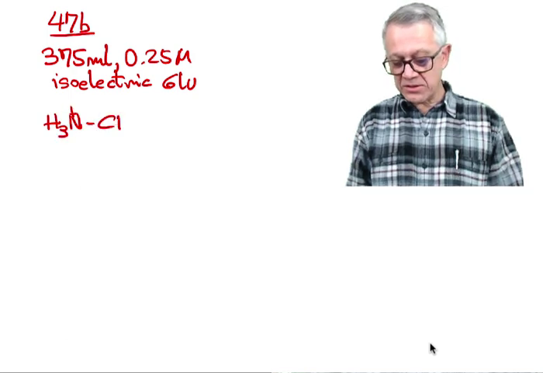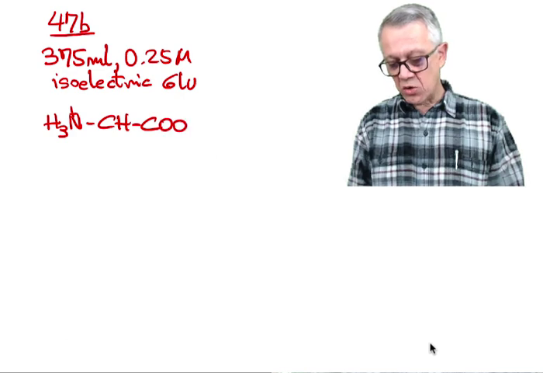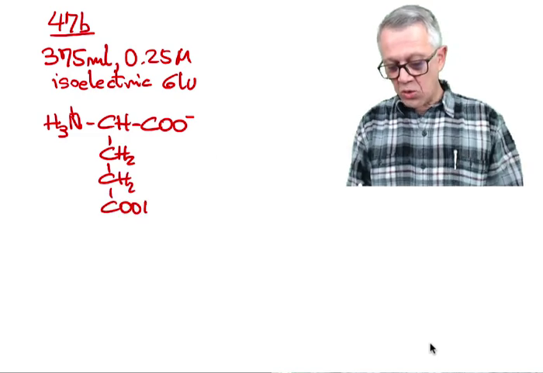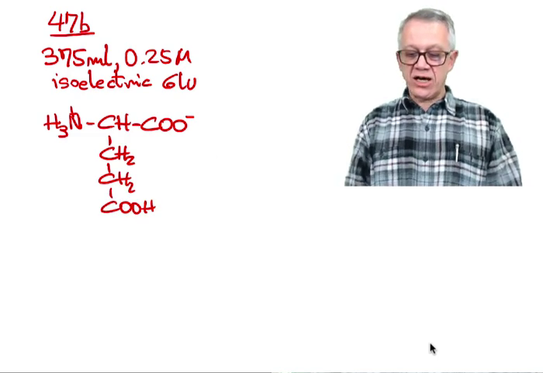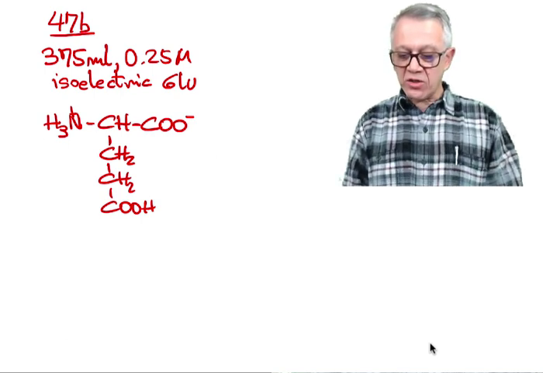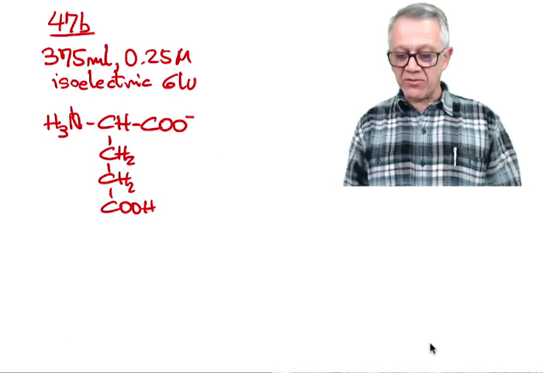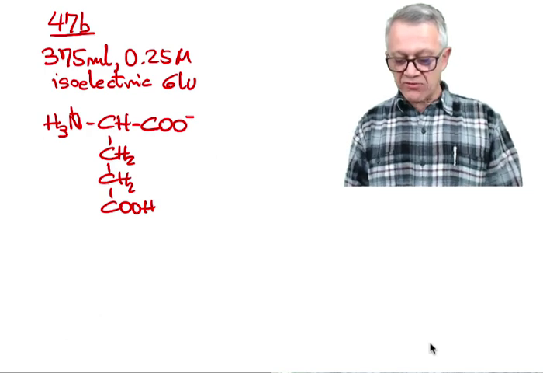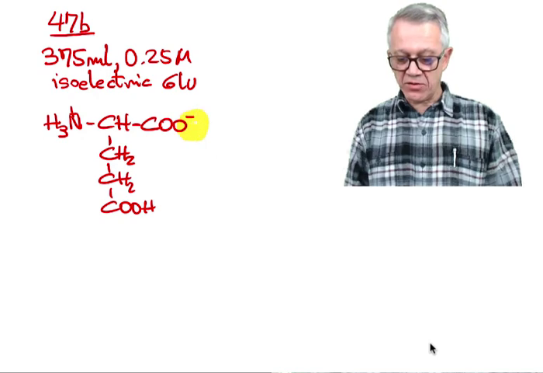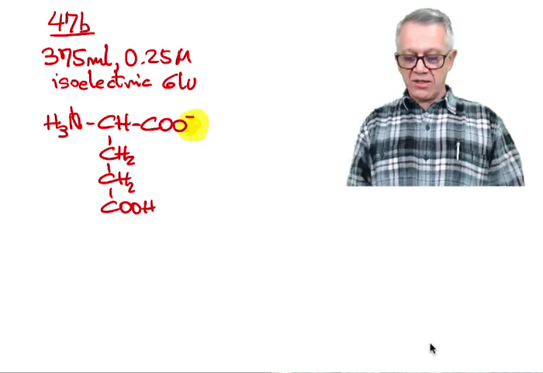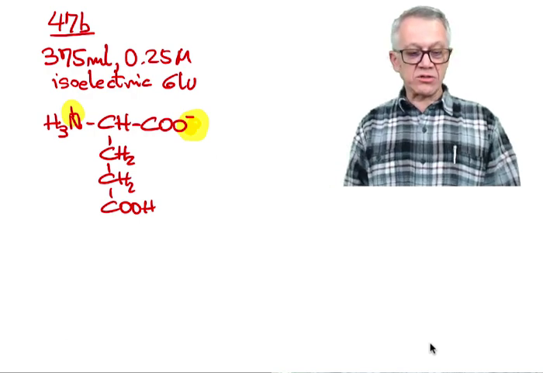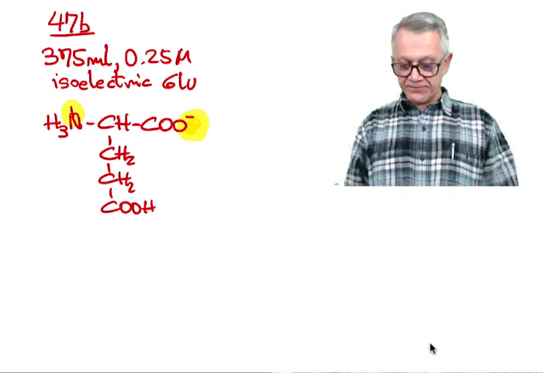So the isoelectric form of glutamic acid is going to be H3N+ CH COO minus, and CH2, CH2, COOH, right? Because it's the isoelectric form, and we know that the first proton to come off is the one from the carboxylic group, not from the side chain, but from here. So that's going to be negative, and this charge here is positive, so that's the isoelectric glutamic acid.